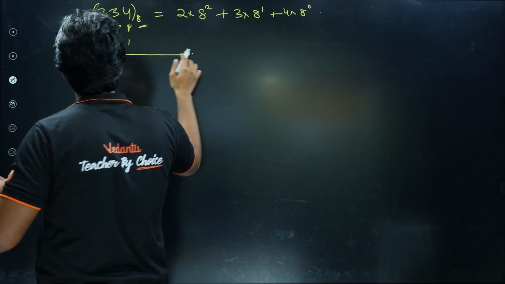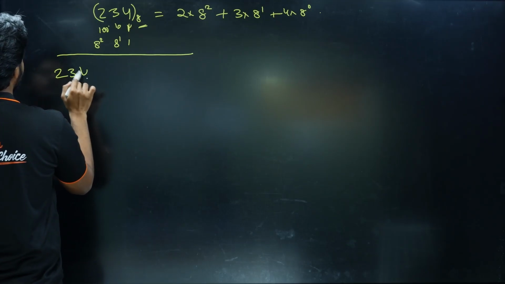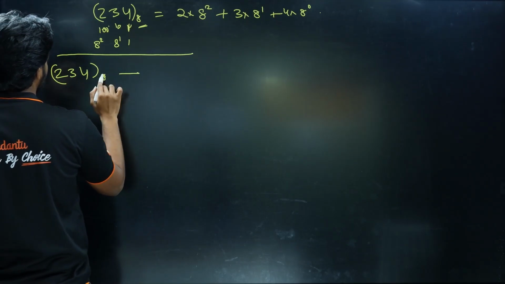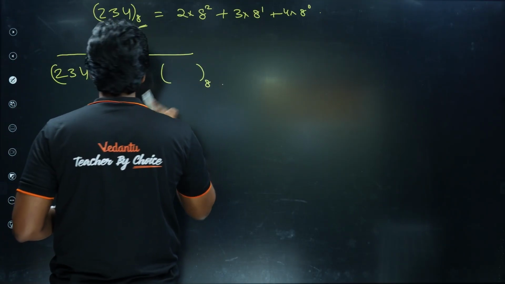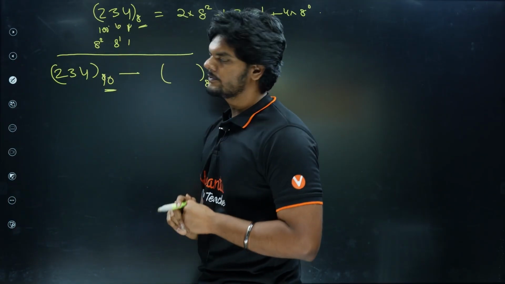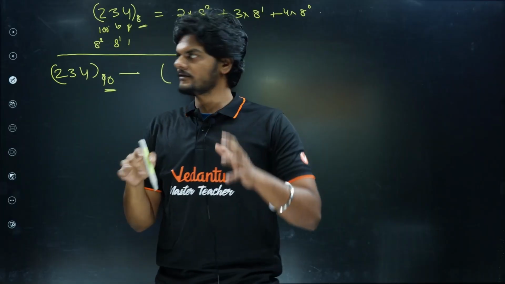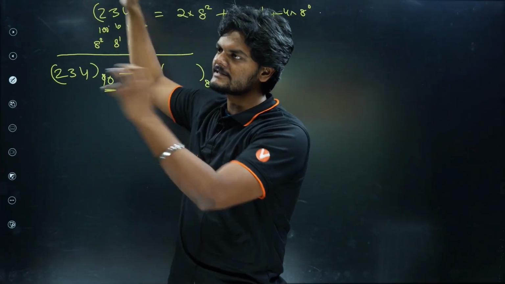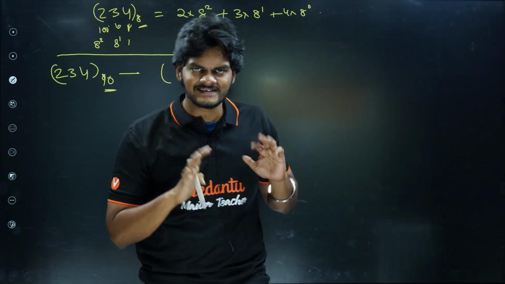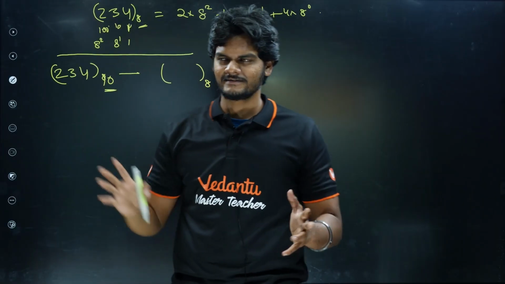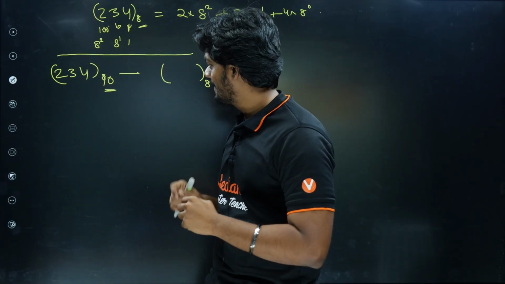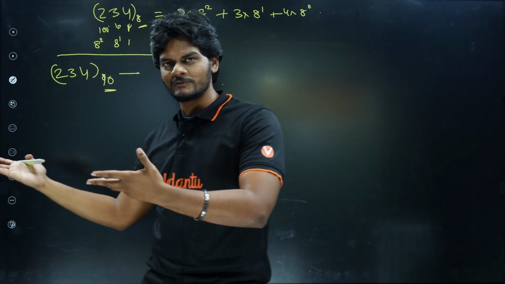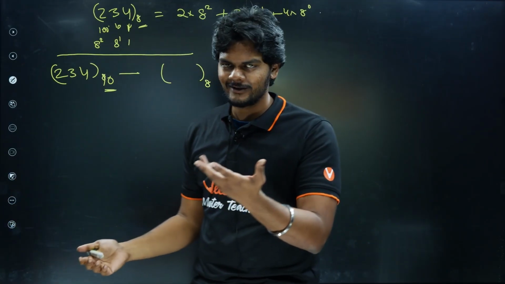Now what if I want to convert 234 base 10 to some number in base 8? How would we do that? Because coming from the base 8 world to the base 10 world is easy. It is comparatively very easy, as we did that. But going from base 10, our world, to the base 8 world, how do we do that?